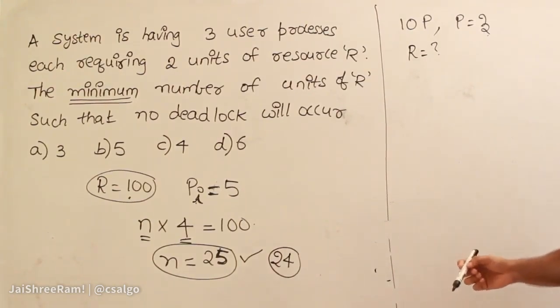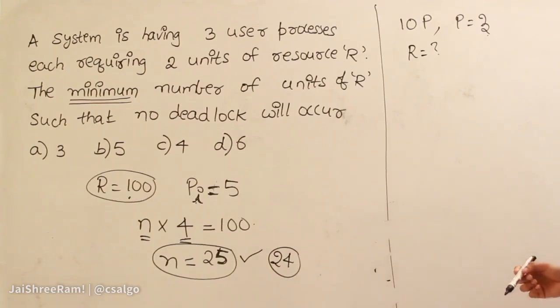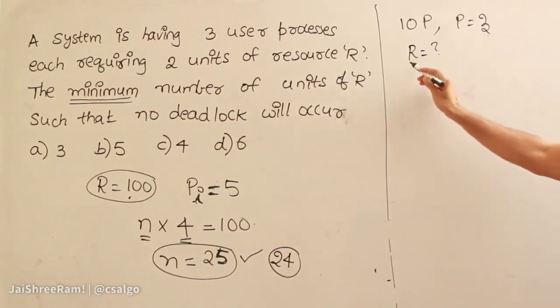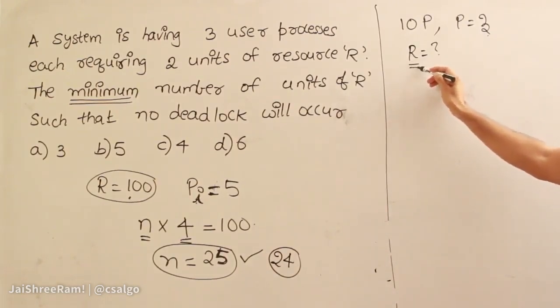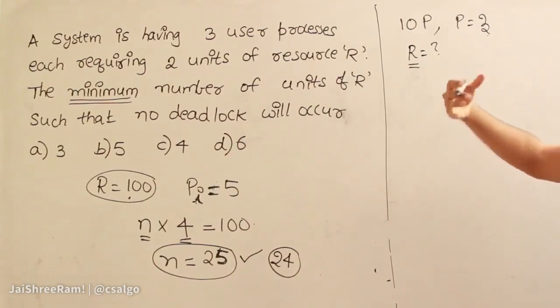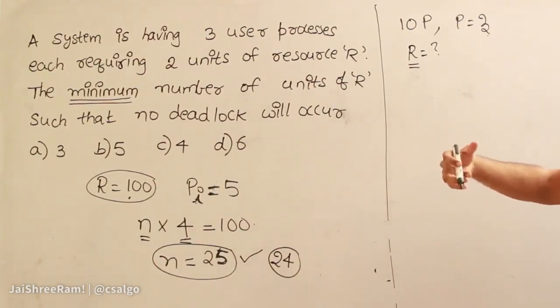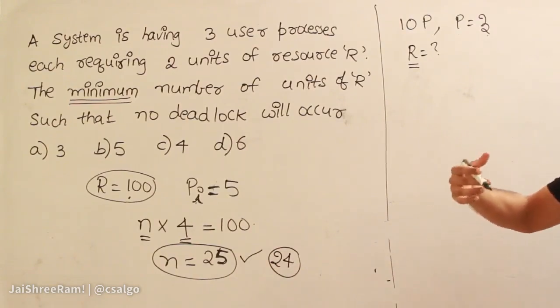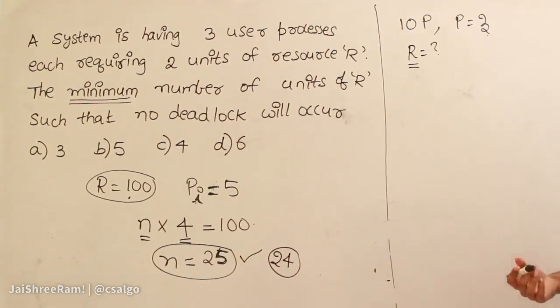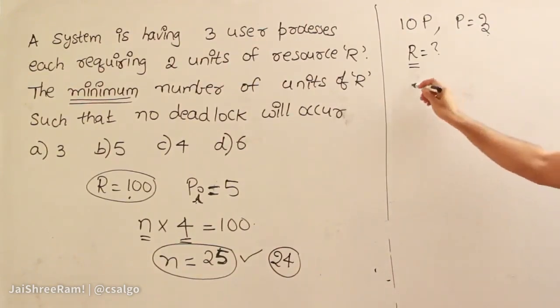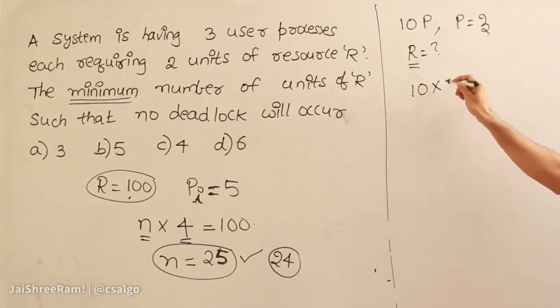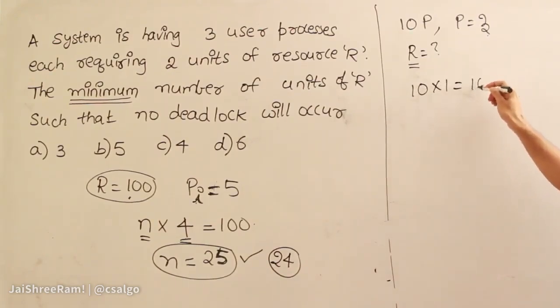But I don't want to waste this much money. I want to give them as few resources as possible, so that there will still be no deadlock. Whenever they ask about the minimum number of resources for which there will be no deadlock, I try to find the maximum number of resources for which there could be a deadlock. One thing is for sure: if there are 10 processes and you give them 1 resource each, definitely with 10 resources there will be deadlock.